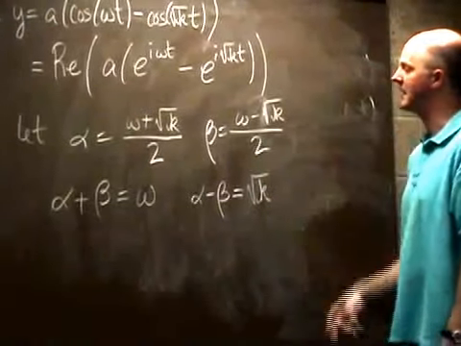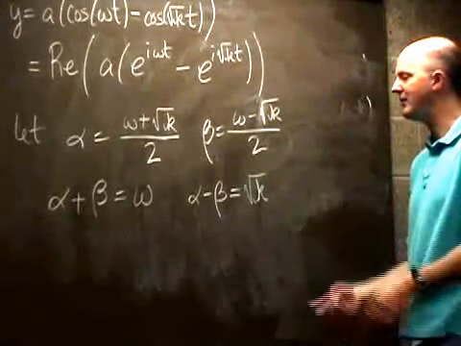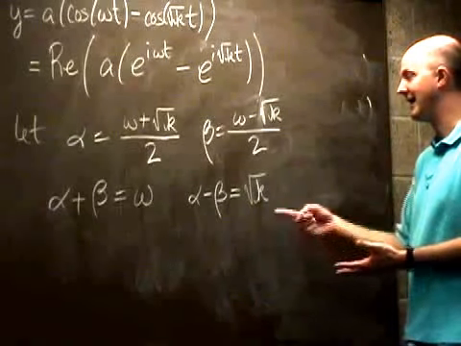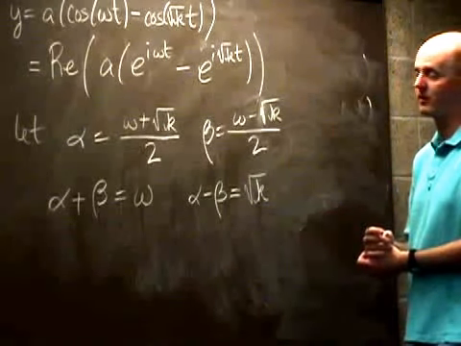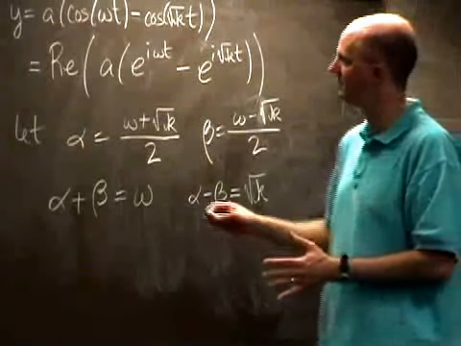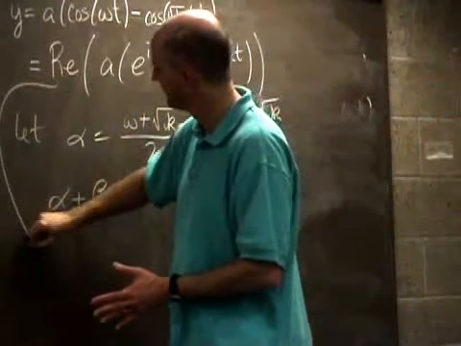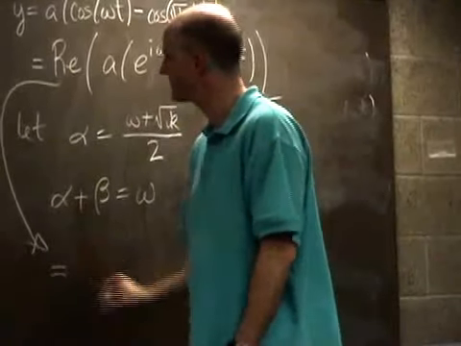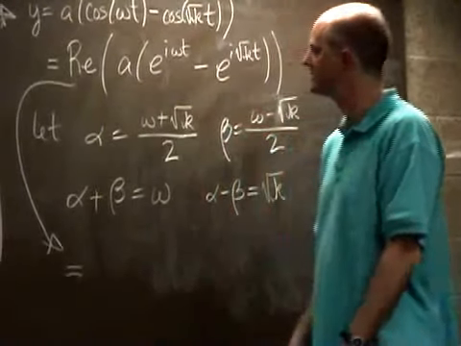So if I make these substitutions, then alpha plus beta equals the omega, and alpha minus beta equals the square root of k. I know the point is not clear yet. We'll come to that. I'm sure it took somebody a little bit of trial and error to realize this at first.